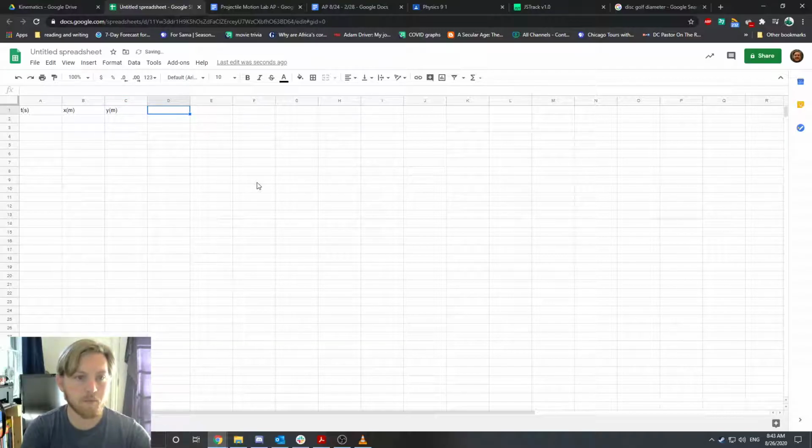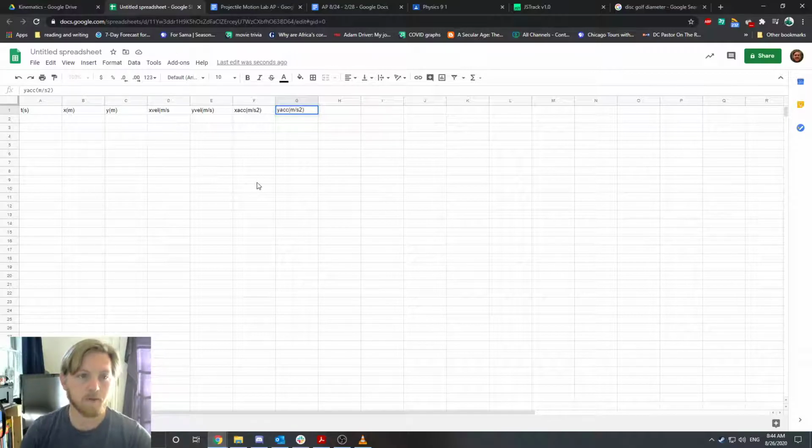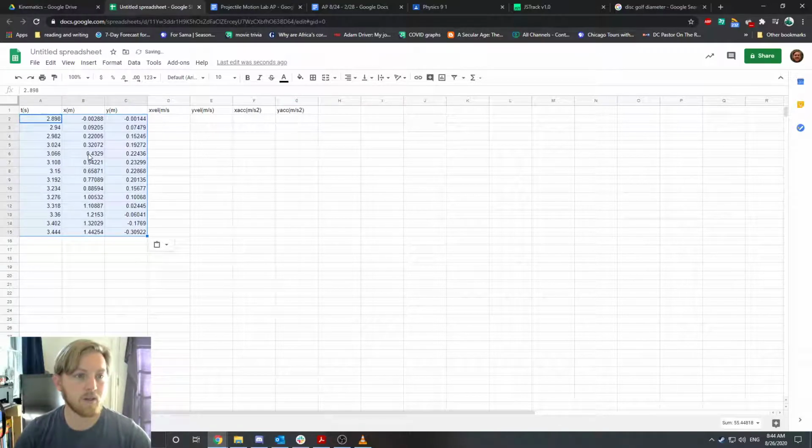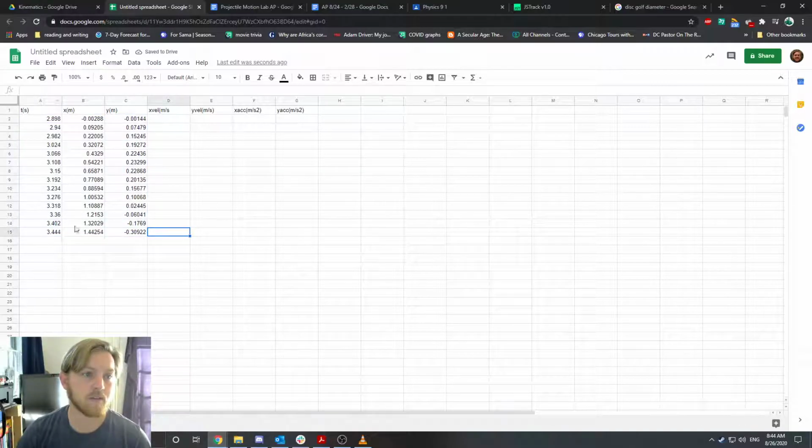And then I want my X velocity in meters per second. I want my Y velocity in meters per second. And then I also want my X acceleration in meters per second squared, and my Y acceleration in meters per second squared. Okay. And then I can simply paste all of my data right into the slots here. So this is time, this is the X position, this is the Y position.